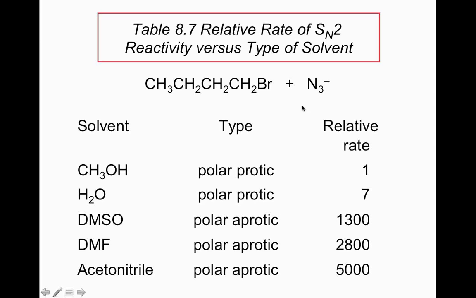Look at how the rate of the reaction at the top, the substitution of bromide with an azide anion, increases as we move from the polar protic solvents to the polar aprotic solvents. The rates of reaction in all three of the polar aprotic solvents are orders of magnitude greater than they are in the polar protic solvents.